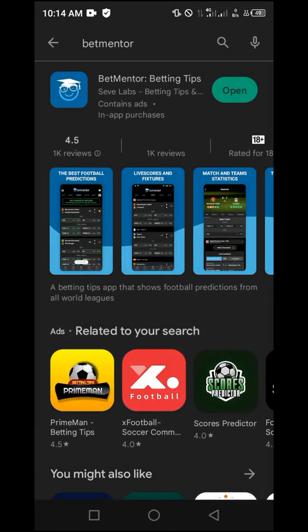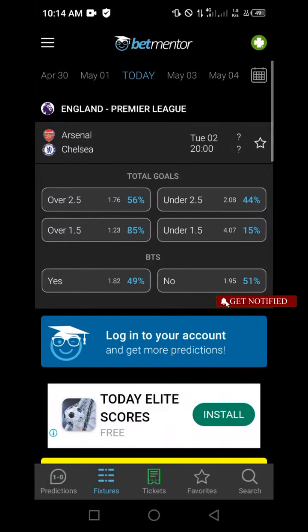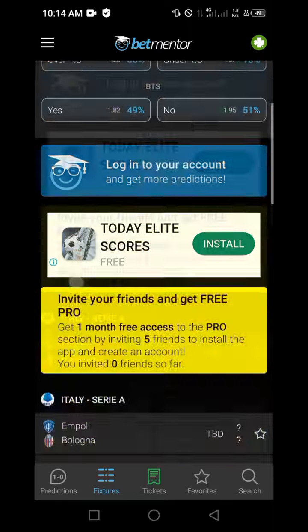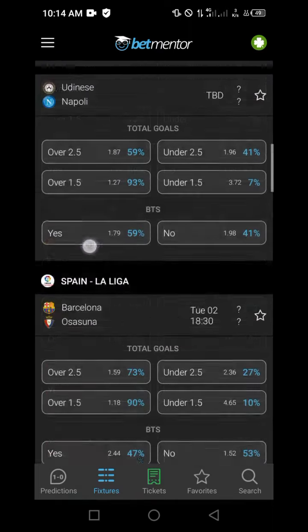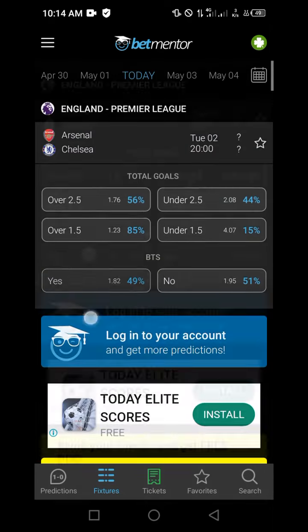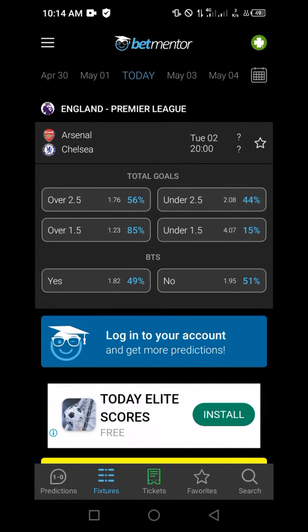And once the installation has been completed, what you want to do is to locate the open button as you can see here and click on open directly. Once you do so, you're going to be taken to a front page that looks like this, that you can see matches inside of this front page.